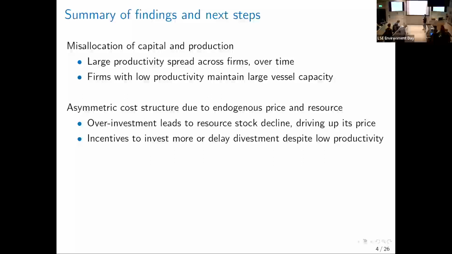So I explored the mechanism behind this. I find that there is an asymmetric cost structure due to the endogenous price and resource relations. The key takeaway is that because it's a common resource, there is overinvestment, which causes resource stock decline, and it reduces supply, then the price increases. So there is an incentive to invest more or delay exit, even though firms have low productivity, because the price is higher, so it becomes more profitable.